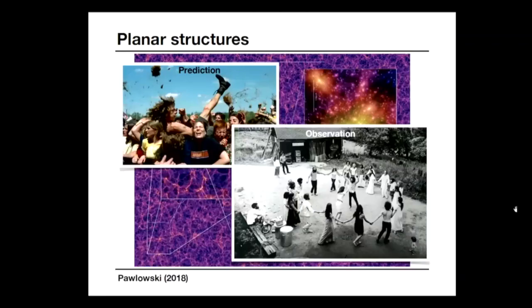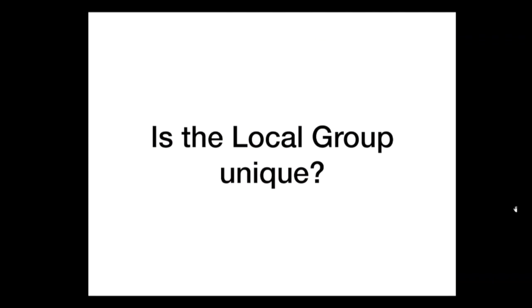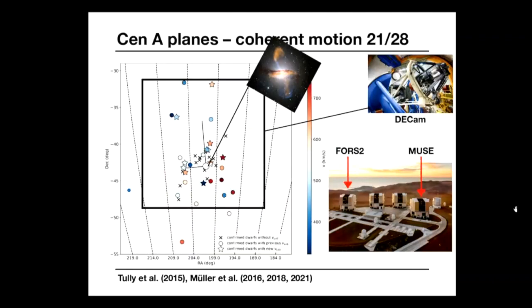Because I mean, that seems to be quite at odds with our cosmological models. So is the local group unique? We asked that, and we can go to the next galaxy group, the Centaurus group. So we did a survey there.